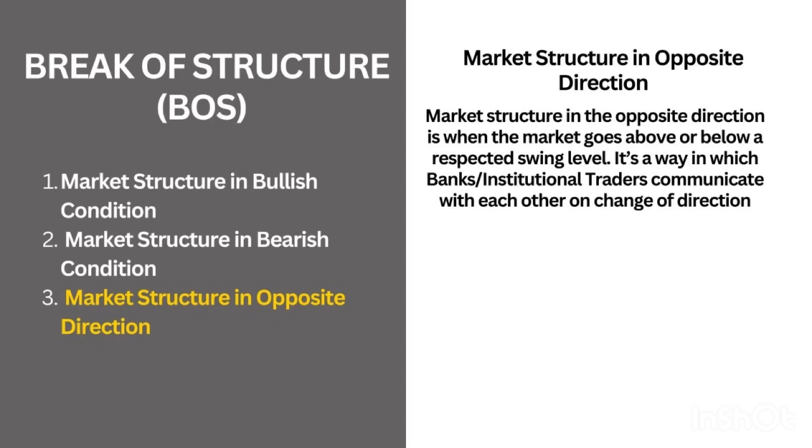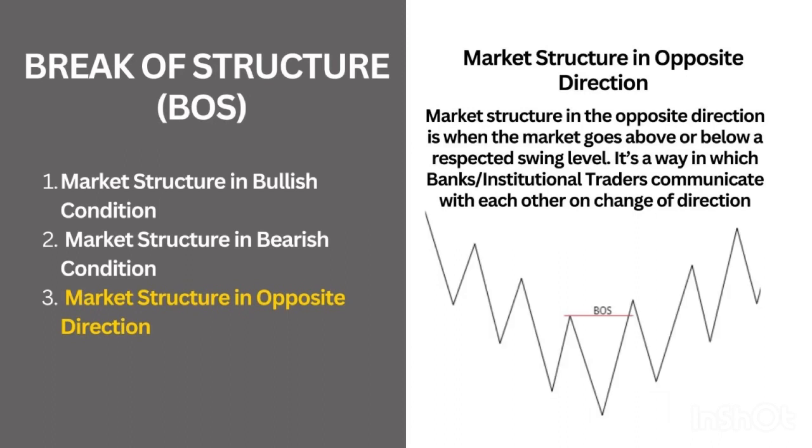Market structure in opposite direction is when the market goes above or below a respected swing level. It's a way in which banks, institutional traders, smart money communicate with each other on change of direction. Like the previous two types we discussed, price is going to be respecting a particular swing. You understand? But this one, it's when price breaks a respected swing. So we have a break of structure to the opposite direction. Majorly, this is what forex traders call a break of structure in the market. So mostly they only use this one. It can be to the upside or downside, that is bullish or bearish. So that is just it.